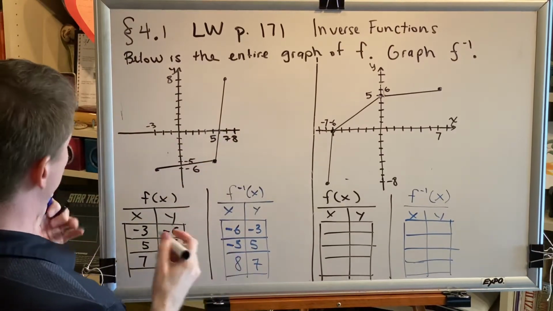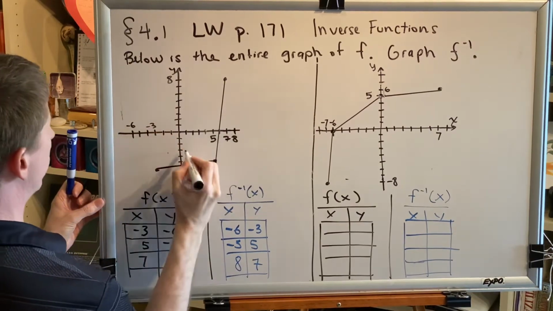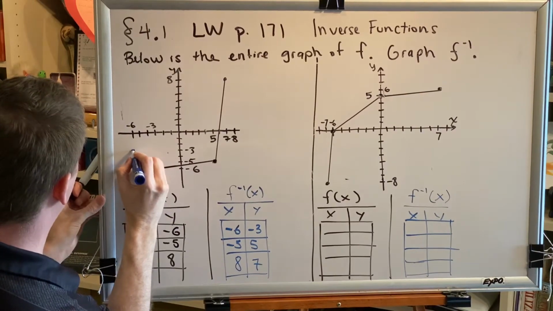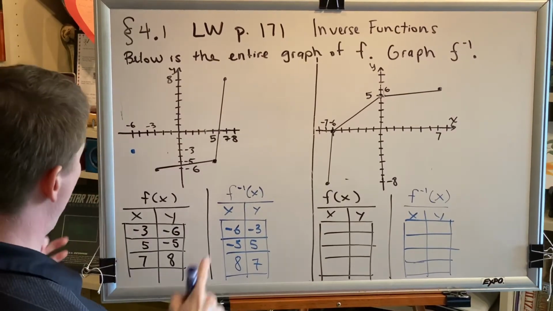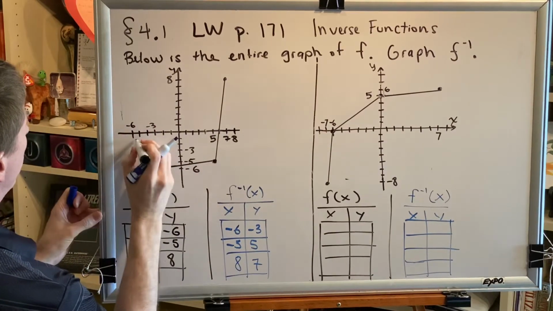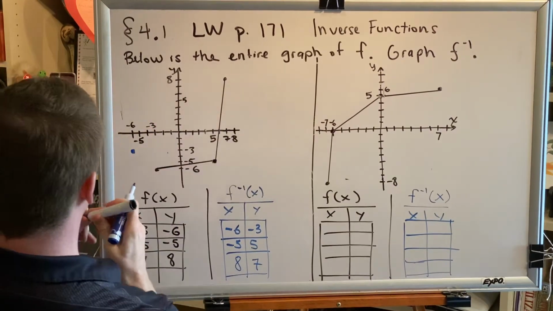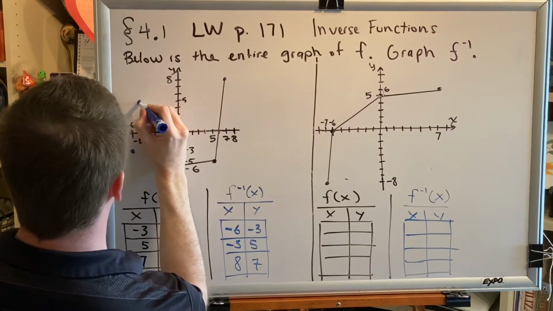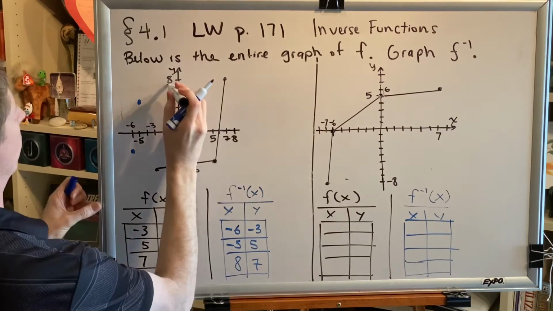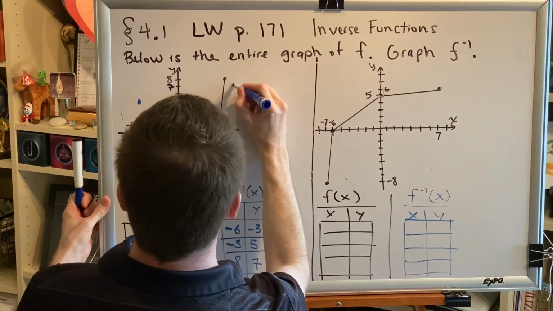So -6, -3. Let's put a point right here. All right, -5, +5. So -5 would be right here, and +5 would be right here. So that would be this point. And then finally, 8, 7. So here's 8, up there is 7, and we get this point.